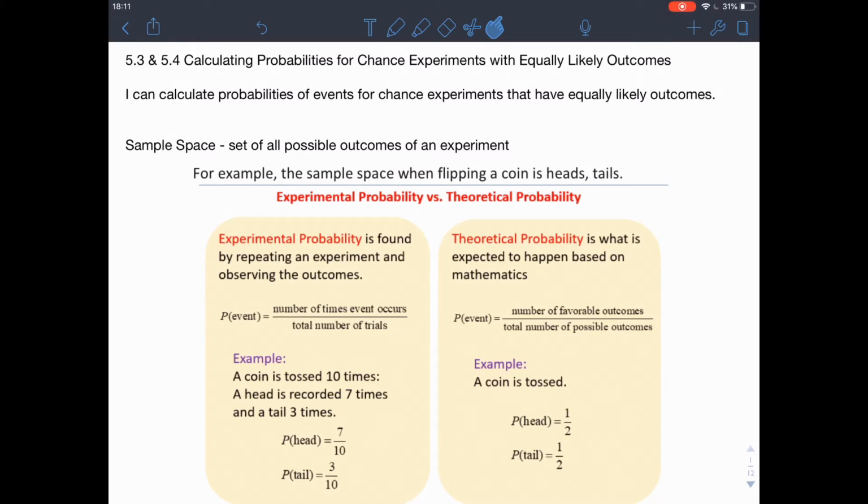Some other terms we'll be using are experimental probability and theoretical probability. You're already familiar with experimental probability from our previous lesson, which is found by repeating an experiment and observing the outcomes. So to find experimental probability, we take the number of times an event occurred and divide it by the total number of trials. Theoretical probability is based on what is expected to happen based on our math. So we could take from our sample space our total number of favorable outcomes and then divide it by the total number of possible outcomes.